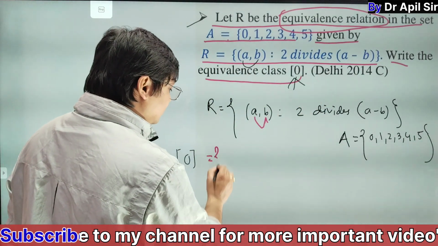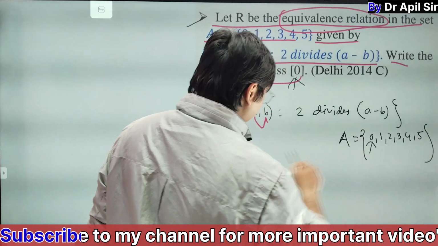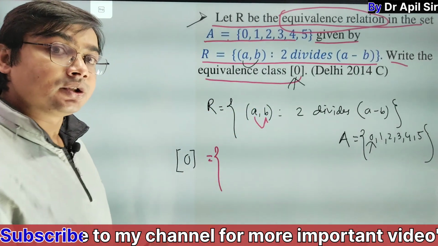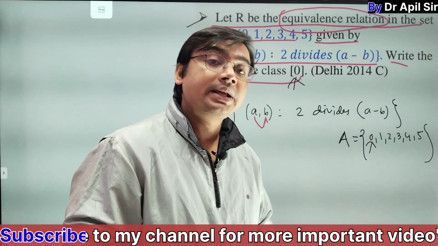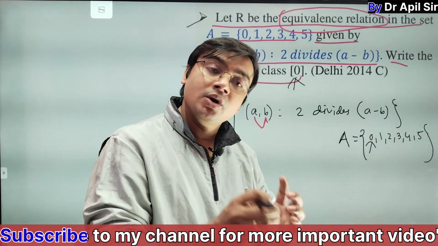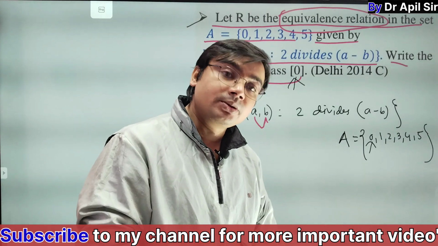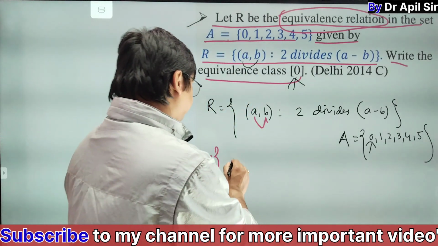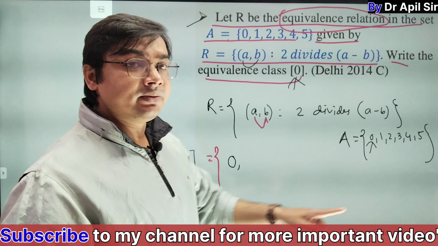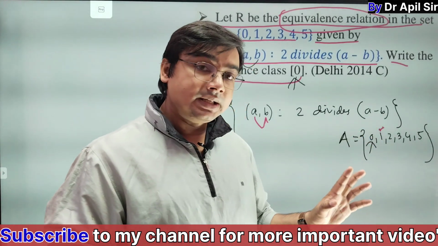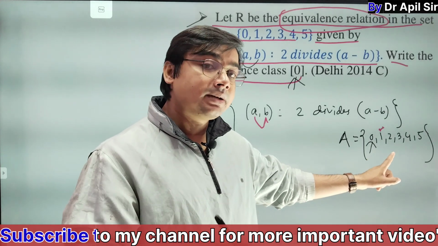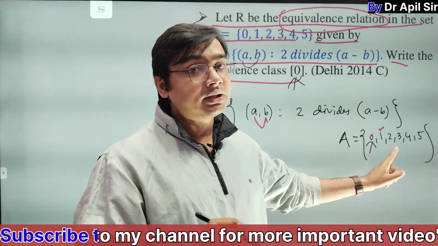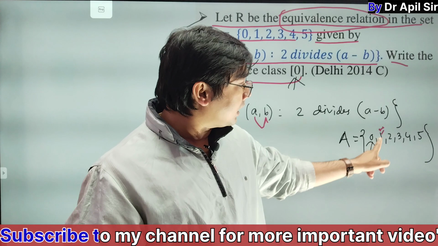Suppose in case of 0, will 0 be in the equivalence class of 0? Yes, because 0 will relate to 0. Why? Because 0 minus 0 is 0, which is divisible by 2, so 0 will be there. Now you check for 1. 0 minus 1 gives minus 1. Is this minus 1 divisible by 2? No, so 1 will not be there.